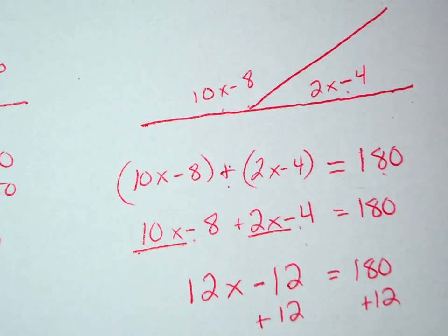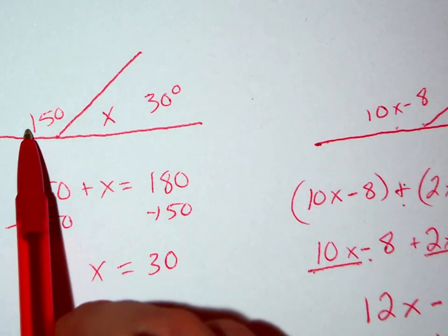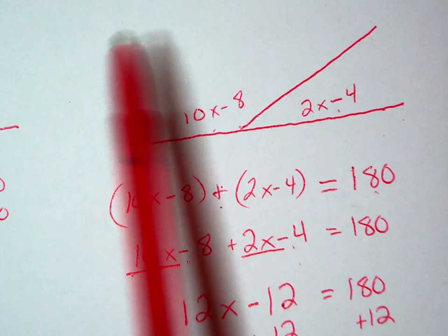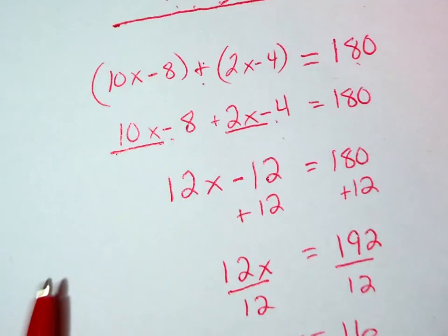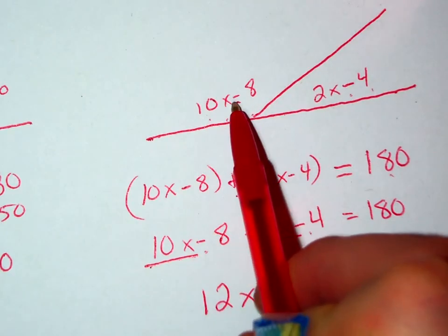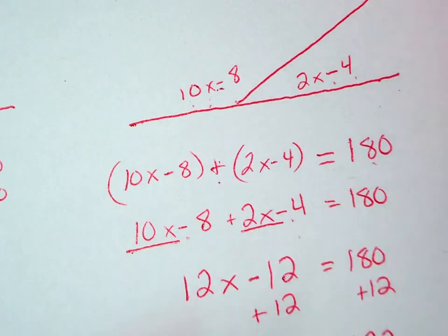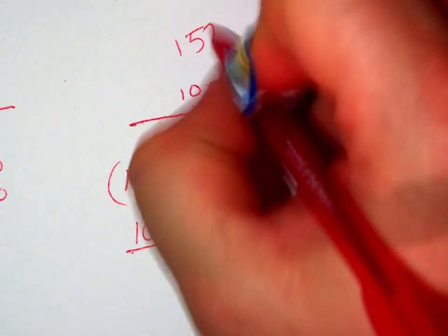Well, this is very helpful to us because unlike this example on the left where we know the measure of one of the angles, this problem on the right has expressions for both angles. So I don't know yet what the actual angle measure is. But since we know that the value of x is equal to 16, I can now determine the value of the angle by plugging 16 in for x. So if I plug 16 in for x, I get 16 times 10 is 160 minus 8. This angle here is 152 degrees.